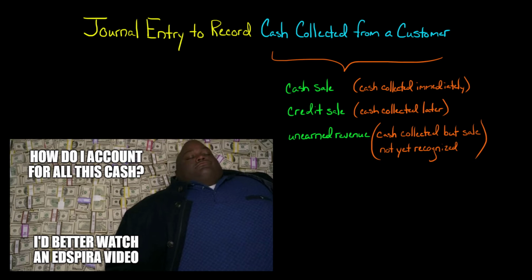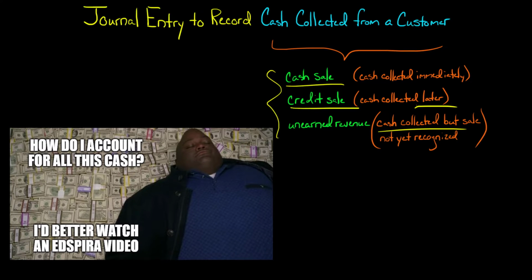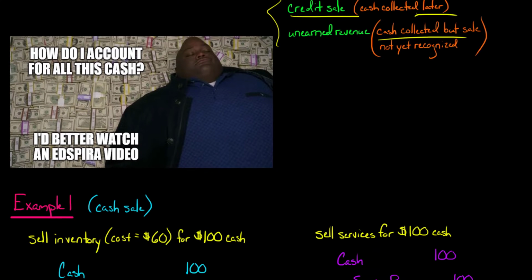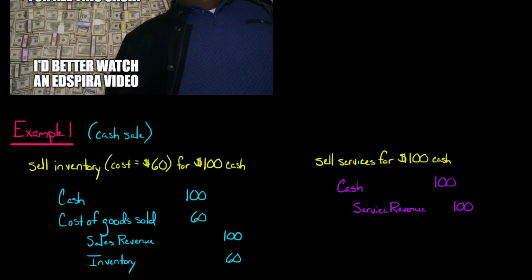In this video, I'm going to show you the journal entry a company would make when it collects cash from a customer. Now we're actually going to look at three different scenarios. When a company makes a cash sale, when it makes a sale on credit and then collects the cash at a later point in time, and then when a company collects the cash immediately but is not able to record sales revenue just yet. So let's start with the simplest scenario where we just have a cash sale.